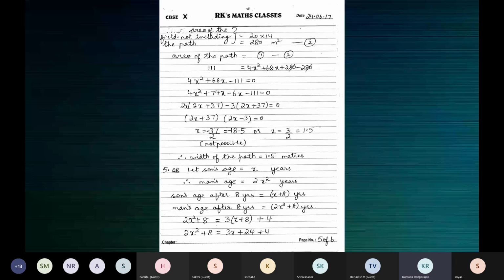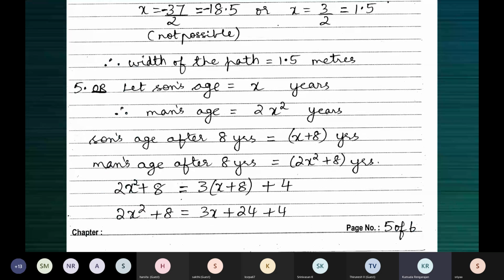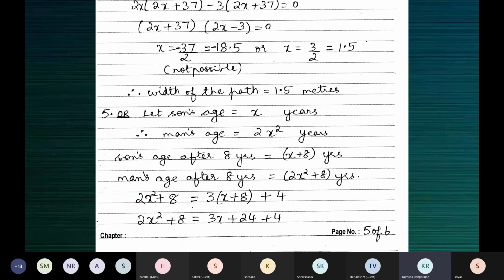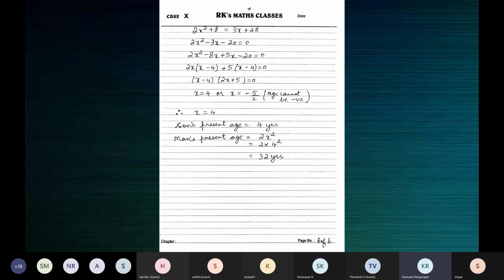Right, those who want to take a picture. Picture. Yes, ma'am. All right.